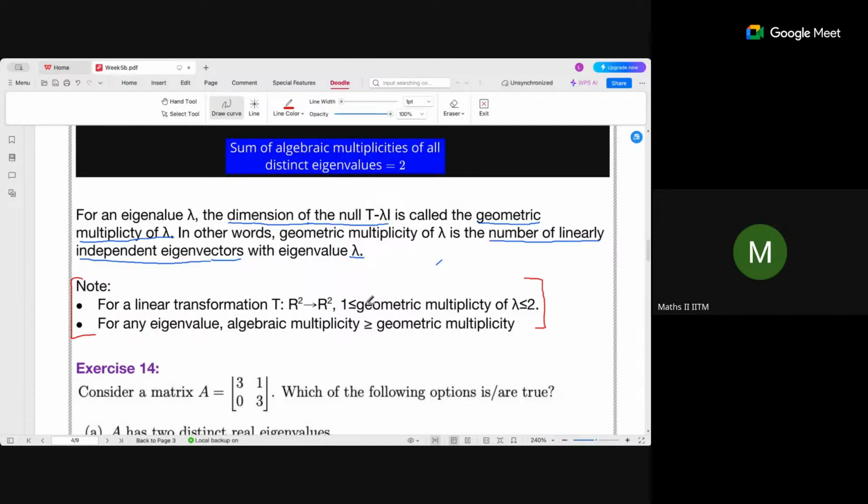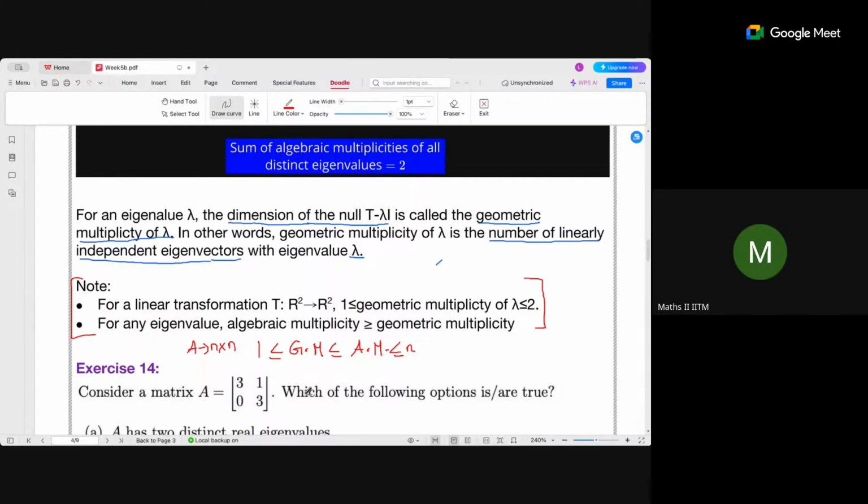Always the geometric multiplicity is greater than or equal to 1, and it is less than or equal to 2 for T from R2 to R2. In general you have 1 less than or equal to geometric multiplicity less than or equal to algebraic multiplicity. This is the usual rule. And suppose A is an n by n matrix, then the algebraic multiplicity is less than or equal to n. So this is the general rule you have. Remember this is very important.